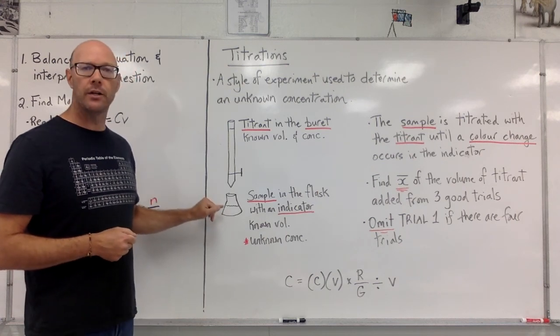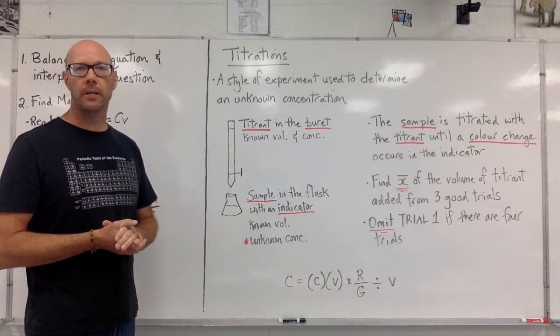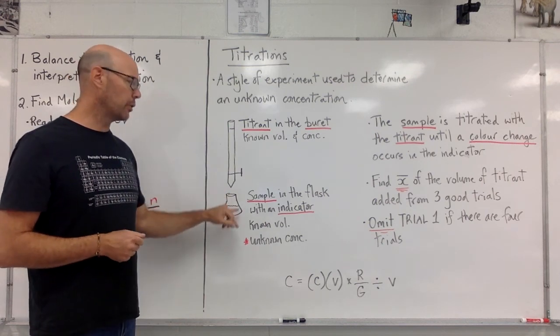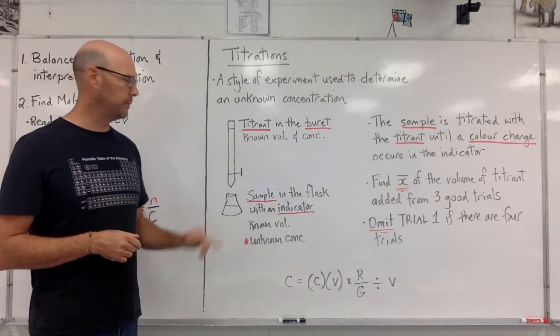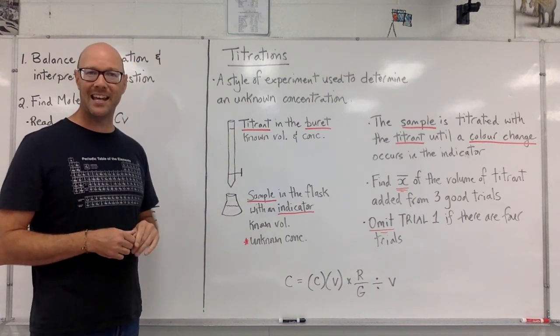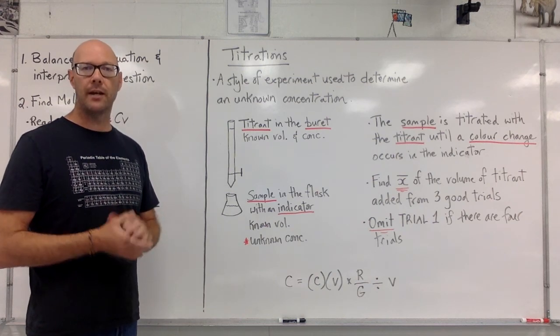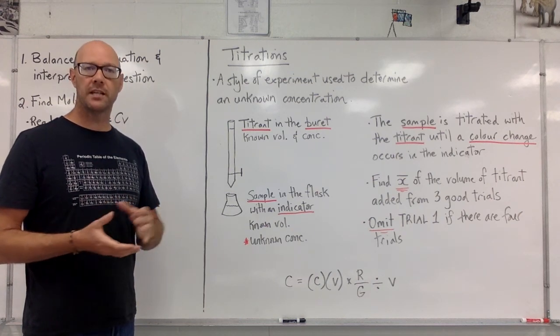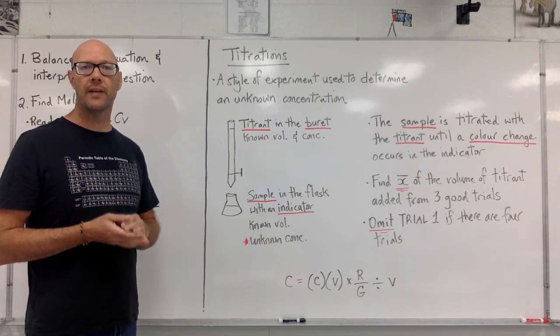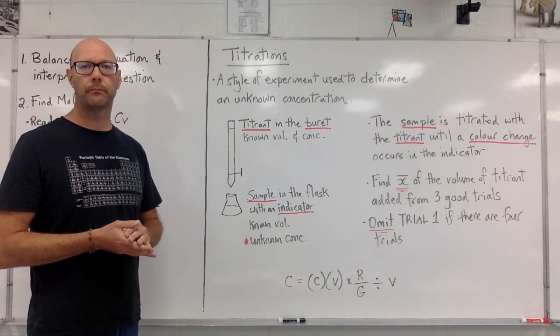In the bottom, underneath, we might actually be using a beaker. More typically, we're using an Erlenmeyer flask, and the chemical that's in there is called the sample. Sample's in the flask. Also in the flask is an indicator. We're going to spend more time with indicators in the next unit. For us in Chem 20, the most commonly used indicator is a chemical known as phenolphthalein.